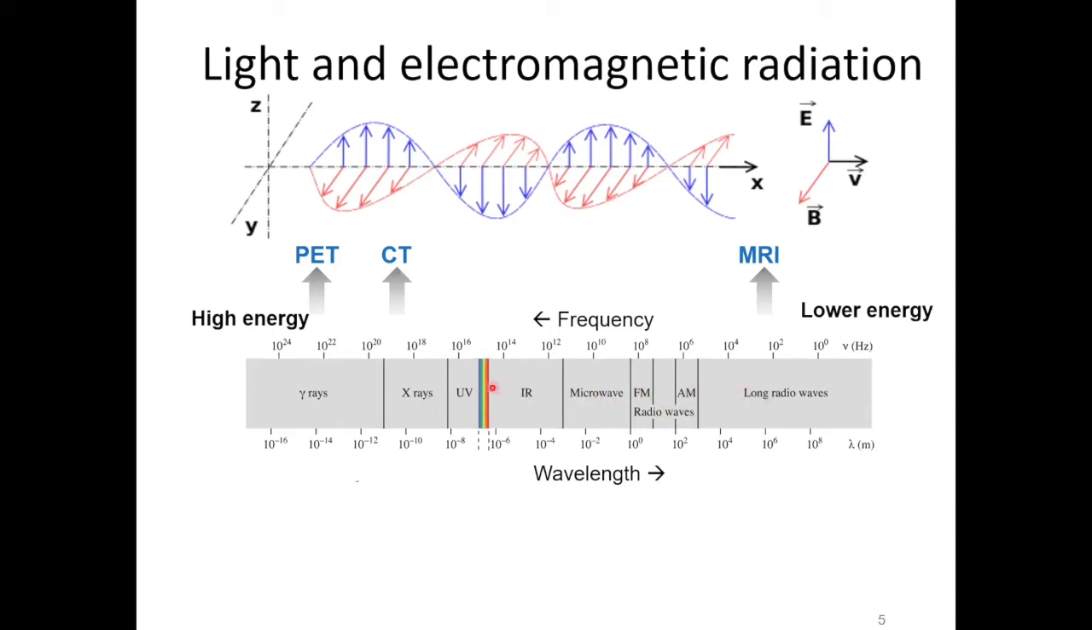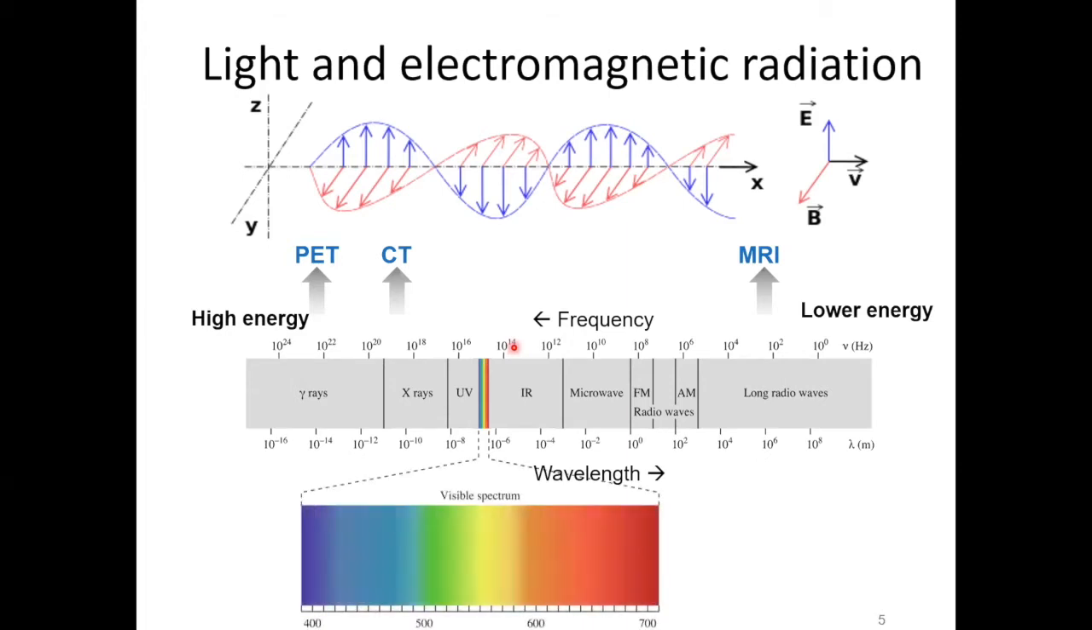Several of these have been exploited for different medical imaging technologies. Light falls somewhere in the middle in terms of the frequency bands, the wavelength regions that you use, and the amount of energy that comes with it.